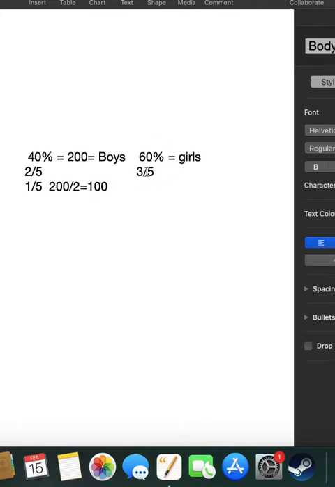And we want to know the girls, which is 3/5. So I want to multiply it by 3 now, because I want to know what 3/5 are. So 3/5, sorry, I forgot that I have to come in from the side. To find out my girls, I have to get the 100 and multiply it by 3 to give me 300. So 40% were boys, which was 200, and from that I figured out that 60% have to be the girls.